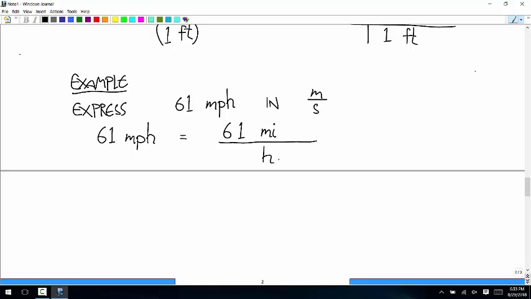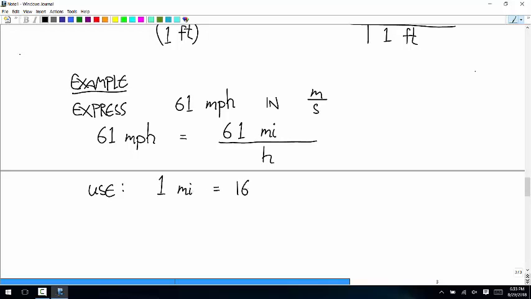And we're going to use two facts. We need a relationship between miles and meters, and 1 mile is equal to 1,609.344 meters.